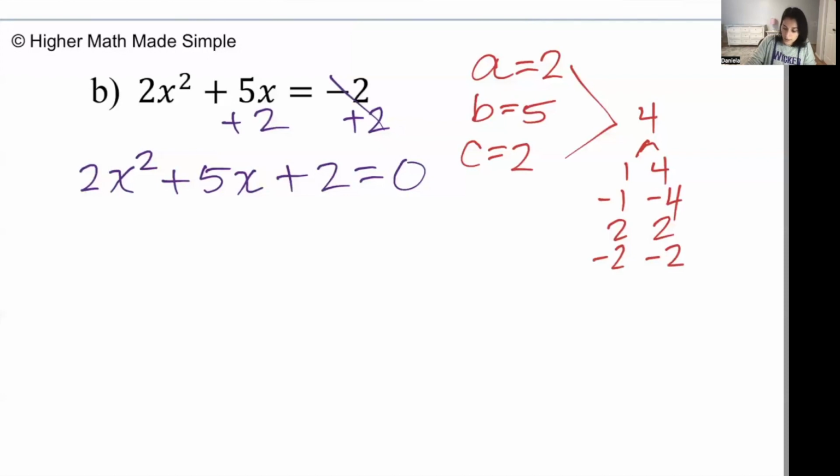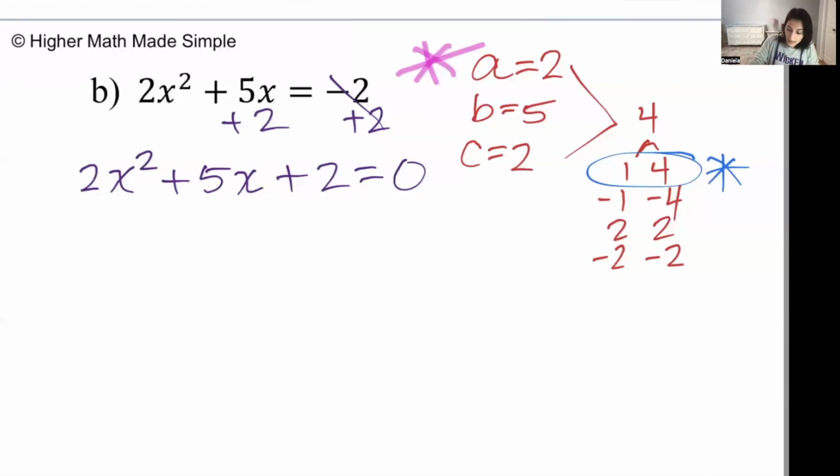So which of these adds up to a positive 5? That's going to be 1 and 4. So these are the guys that we want. Again, this is not a problem where A equals 1. This is now A equals 2. So anytime you have any A value that's not 1, you're going to have to do a lot more steps, okay? But let me back up.